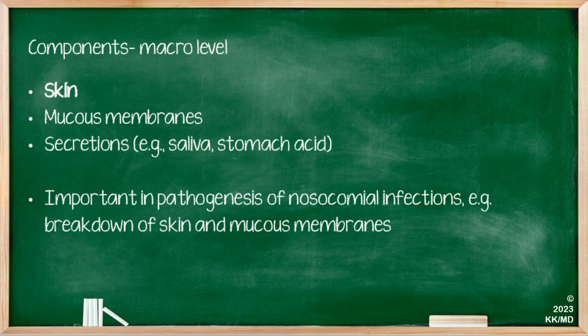There are several components to the innate immune system, some of which seem quite obvious but are often easily forgotten. At a macro level, some of the key components include the skin, mucous membranes, as well as secretions such as saliva and stomach acid. These are particularly important in the pathogenesis, for example, of nosocomial infections due to the breakdown of skin and mucous membranes, for example, MRSA.